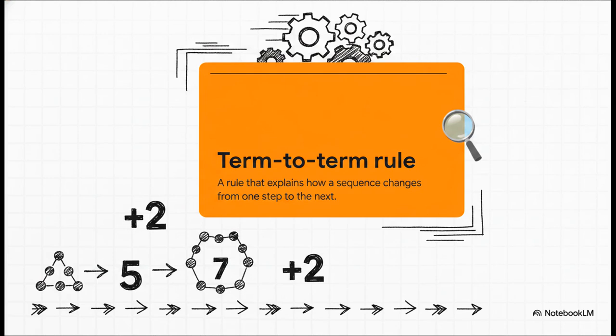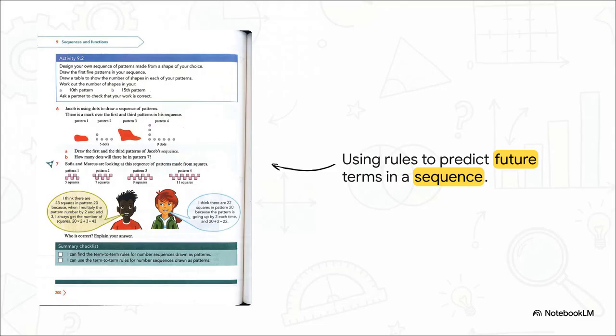Now let's take that whole idea of repeating patterns and apply it to numbers and sequences. This is governed by something called the term-to-term rule. This is basically just a descriptive rule that tells you exactly how a sequence changes from one step to the next. For example, if you have 3 dots, then 5 dots, then 7 dots, your term-to-term rule is simply add 2. It is literally the mathematical engine that's driving the sequence forward.